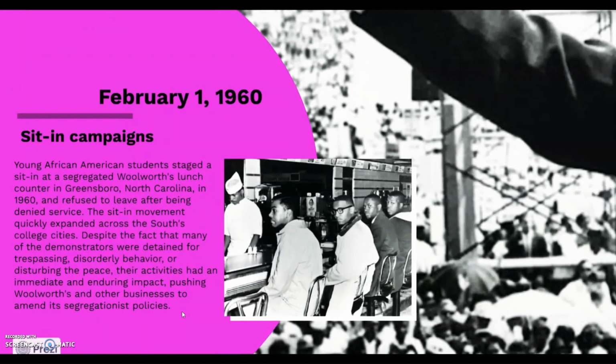February 1, 1960. Young African American students staged a sit-in at a segregated Woolworth's lunch counter in Greensboro, North Carolina, and refused to leave after being denied service. The sit-in movement quickly expanded across Southern college cities, despite the fact that many of the demonstrators were detained for trespassing, disorderly behavior, or disturbing the peace. Their activities had an immediate and enduring impact, pushing Woolworth's and other businesses to amend their segregationist policies.